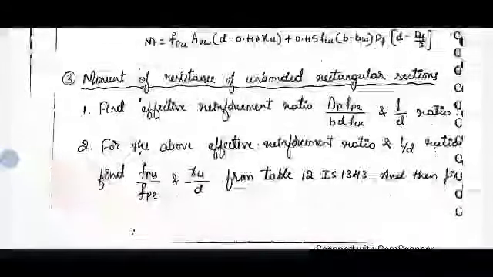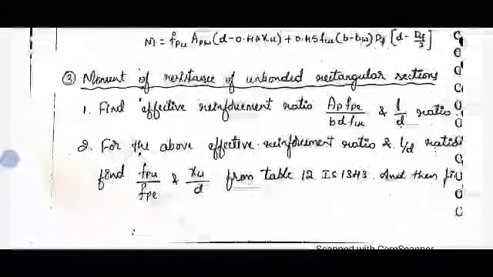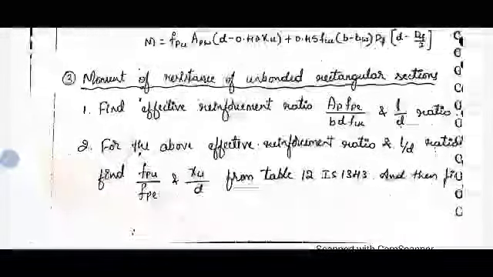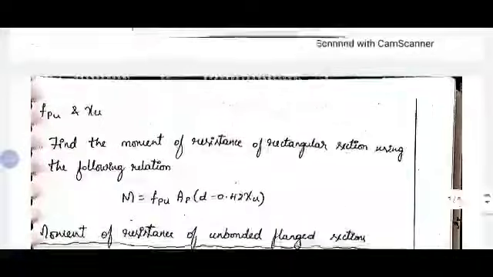Then for the effective reinforcement ratio and L by D ratio that we calculated, the values of FPU and XU are available in Table 12 of IS 1343. So by referring to Table number 12, we need to find out FPU and XU. Then moment of resistance using the formula.